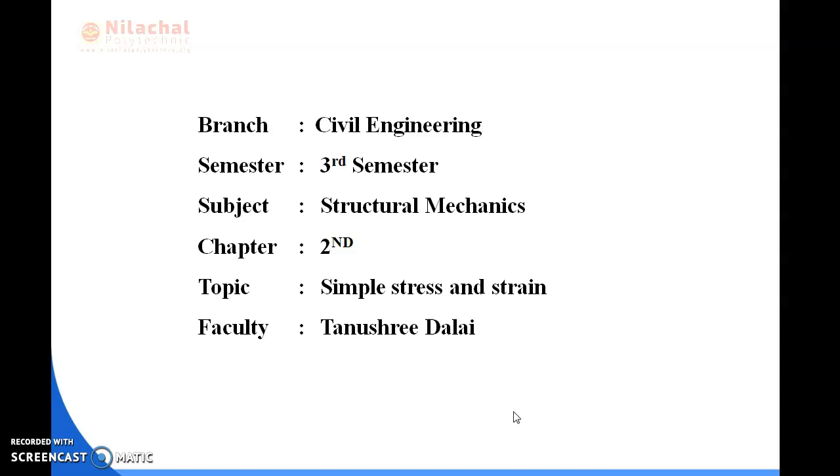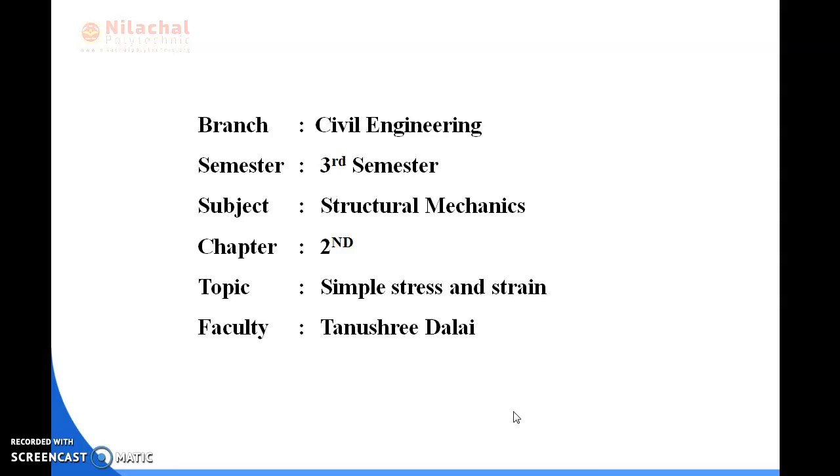In the last class we discussed chapter 1, in which we covered the basic principles and basic concepts of structural mechanics. We also discussed force, moment, free body diagram, equation of equilibrium, and numericals regarding the center of gravity and moment of inertia.